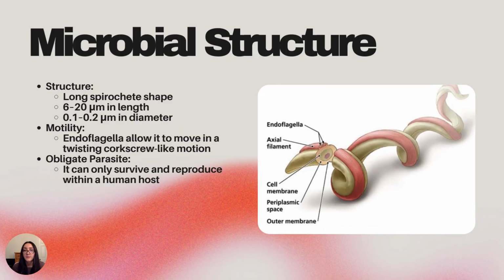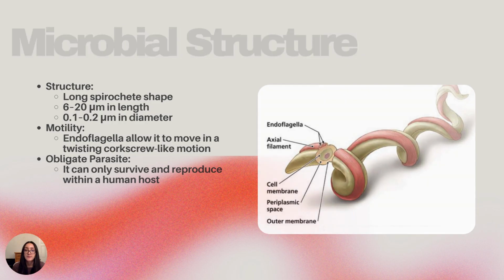So T. pallidum, the bacterium that causes syphilis, has a long spiral-shaped structure, and it ranges from 6 to 20 micrometers in length, and about 0.1 to 0.2 micrometers in diameter. Its movement is powered by its endoflagella, which allow it to twist and move in a corkscrew-like motion. Additionally, this bacterium is an obligate parasite, so this means that it can only survive and reproduce inside of the human host and can't live in the environment.